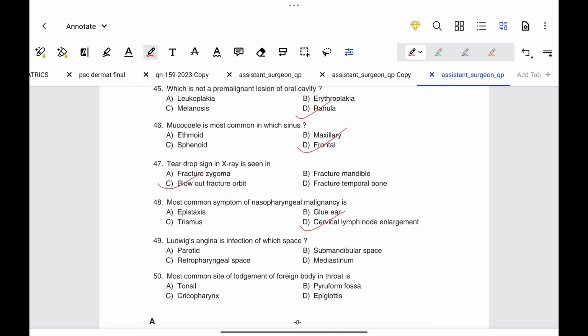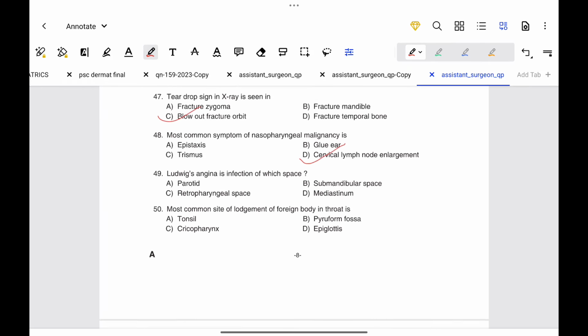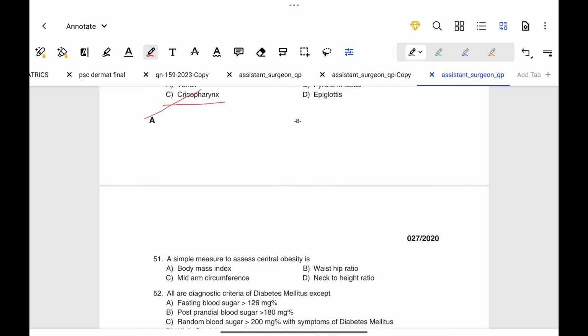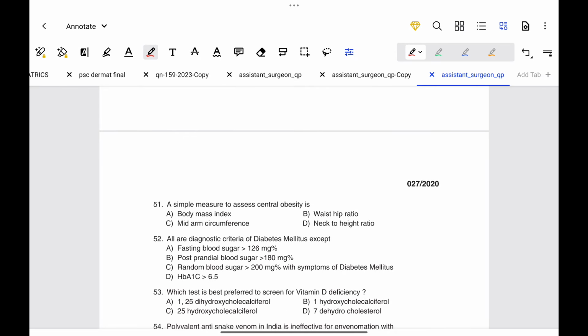Okay, this nasopharyngeal malignancy arises from the fossa of Rosenmuller. And the most common symptom is cervical lymph node, jugular lymphadenopathy, cervical lymphadenopathy. Ludwig's angina, it is the infection in which space? It is the infection in the submandibular space. Which most common site of lodgement of foreign body in throat? Most commonly foreign body in throat, it is cricopharynx. Okay. Next is, it is the most narrowest space. So, most of the foreign bodies get lodged there.